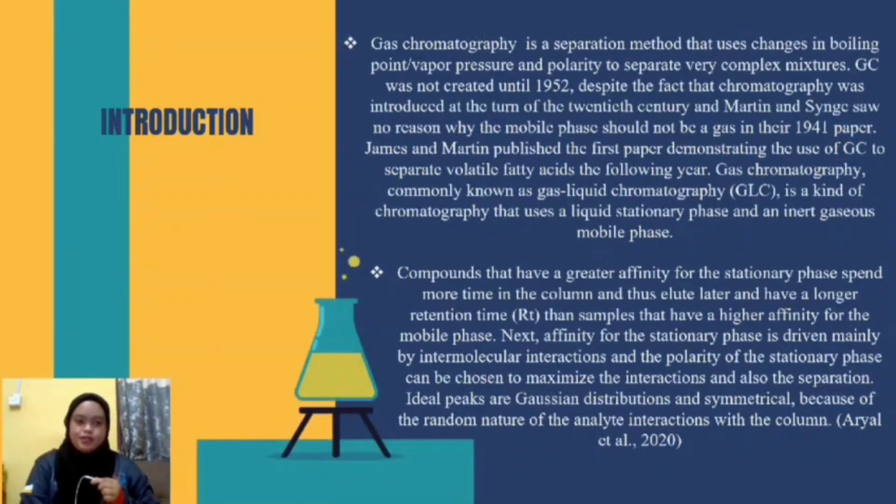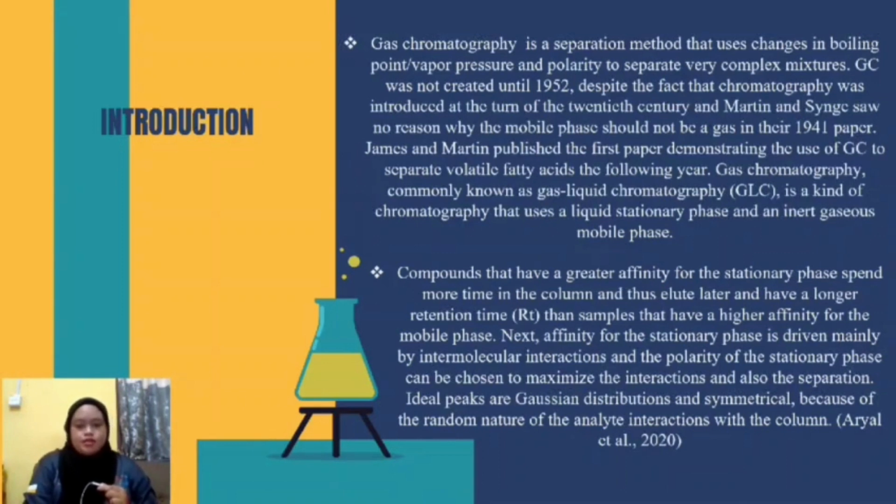I will start with the introduction. Gas chromatography is a separation method that uses changes in boiling point, vapor pressure, and polarity to separate very complex mixtures. GC was not created until 1952, despite the fact that chromatography was introduced at the turn of the 20th century, and Martin also saw no reason why the mobile phase should not be a gas in their 1941 paper. James and Martin published the first paper demonstrating the use of GC to separate volatile fatty acids in the following year.